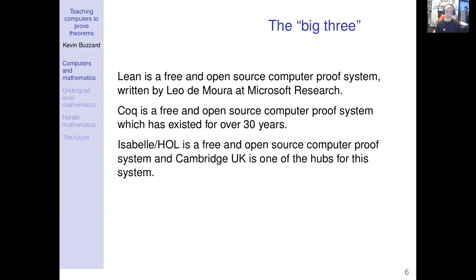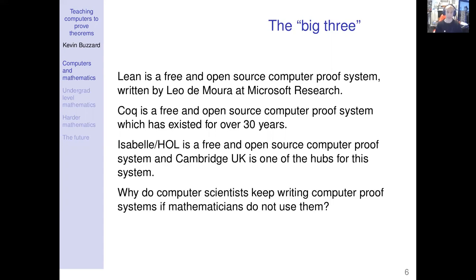And there's Isabelle/HOL, again, a free and open source computer proof system that's based in Cambridge, UK. Cambridge and Munich are the two places where this thing was developed. But again, it was developed in the computer science department in Cambridge. You see, for me, getting young Cambridge mathematicians addicted to this is somehow high priority. But the problem is the expert users are all in the computer science department, and there's not enough discussion between the two departments.